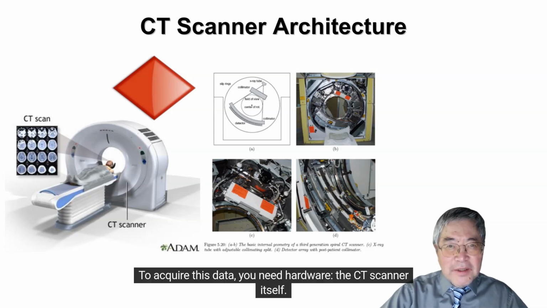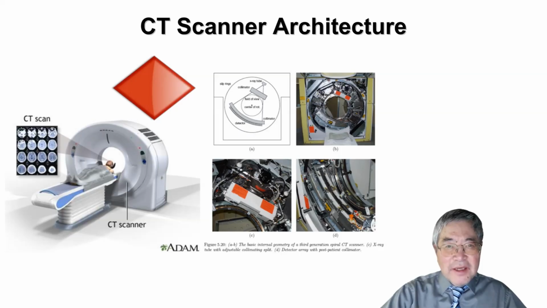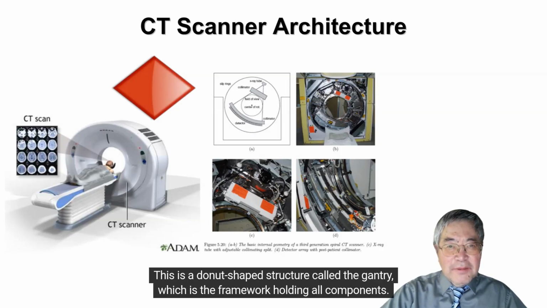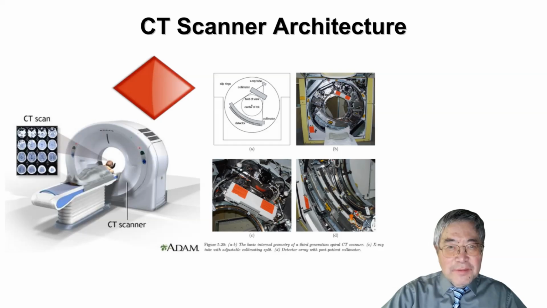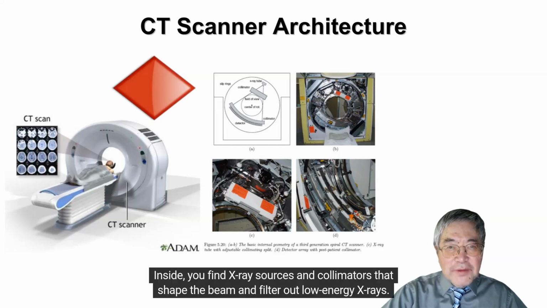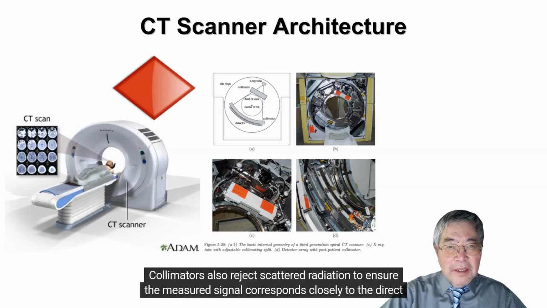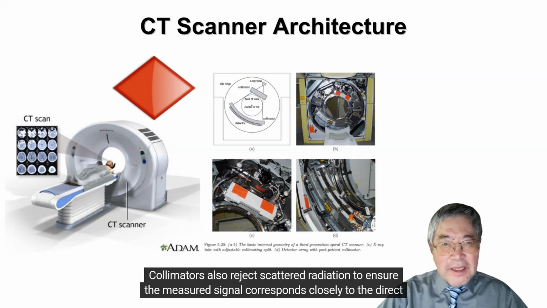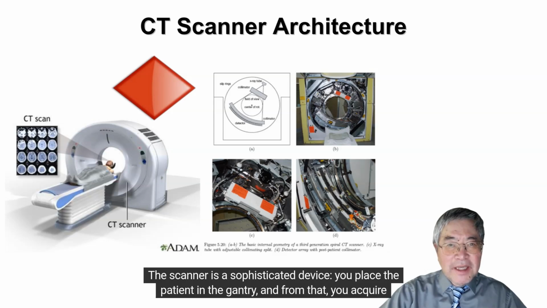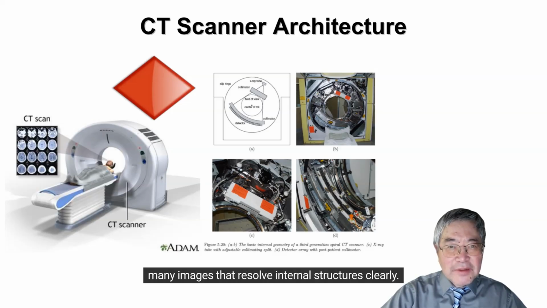To acquire this data, you need hardware, the CT scanner itself. This is a donut-shaped structure called the gantry, which is the framework holding all components. Inside, you find X-ray sources and collimators that shape the beam and filter out low-energy X-rays. Low-energy photons won't penetrate the patient and only add an unwanted dose. Collimators also reject scattered radiation to ensure the measured signal corresponds closely to the direct line integrals. The scanner is a sophisticated device. You place the patient in the gantry, and from that you acquire many images that resolve internal structures clearly.